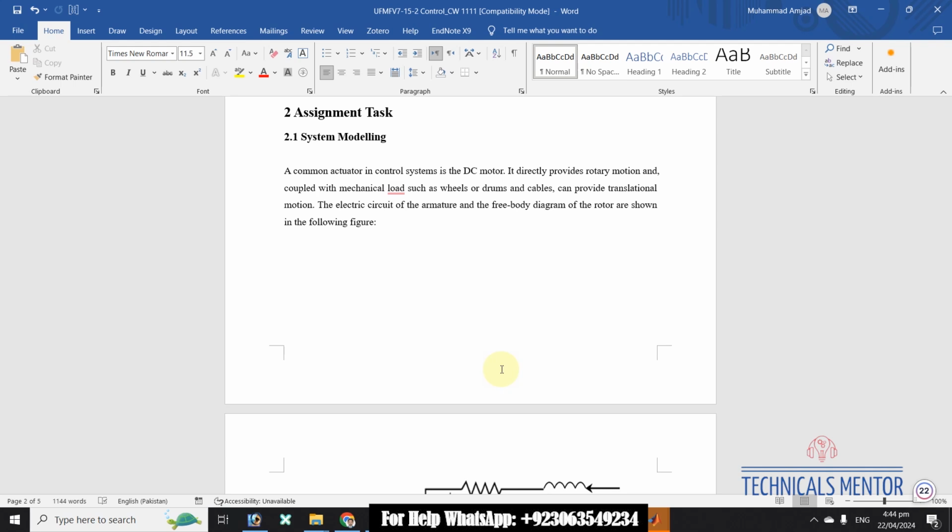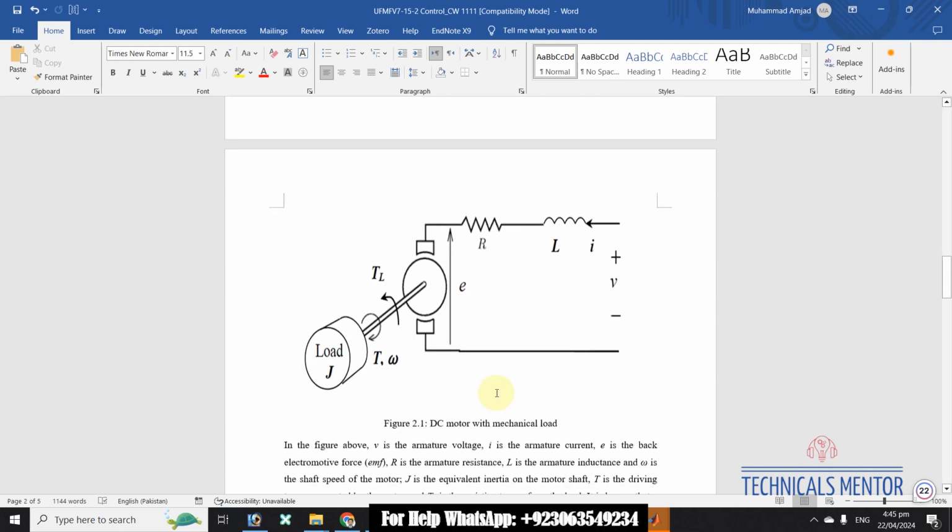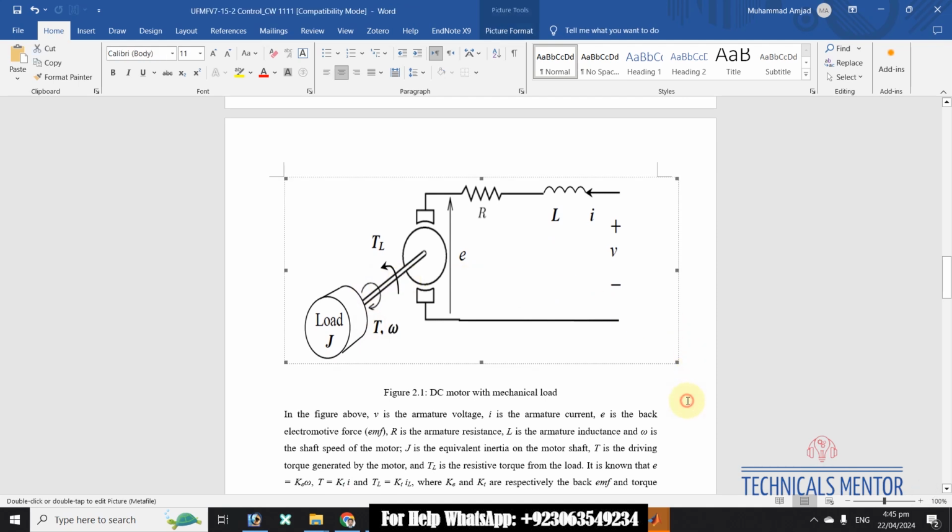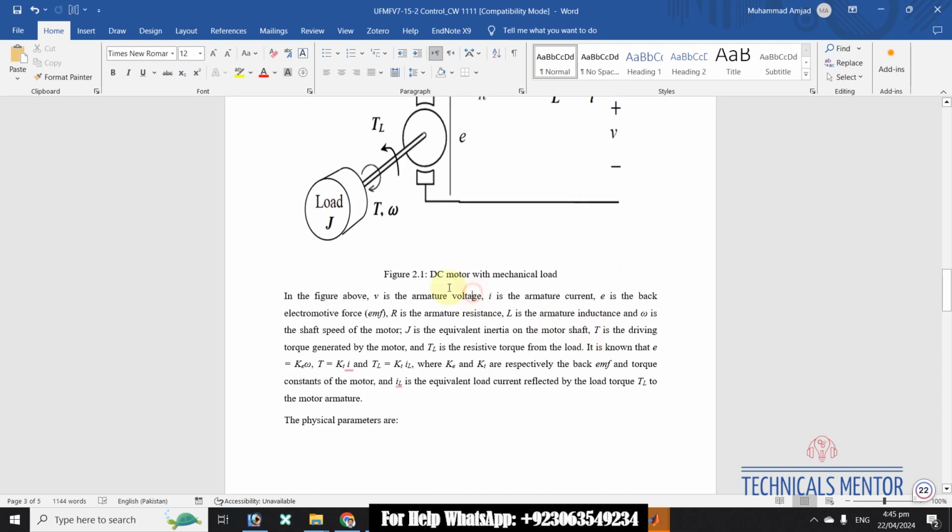The electric circuit of the armature and the free body diagram of the rotor are shown in the following figure. You can see this is the load and this is the translation motion, and this is the motor, and here is the resistance, and here the inductor, and here is a voltage. This is the design of a DC motor with mechanical load.